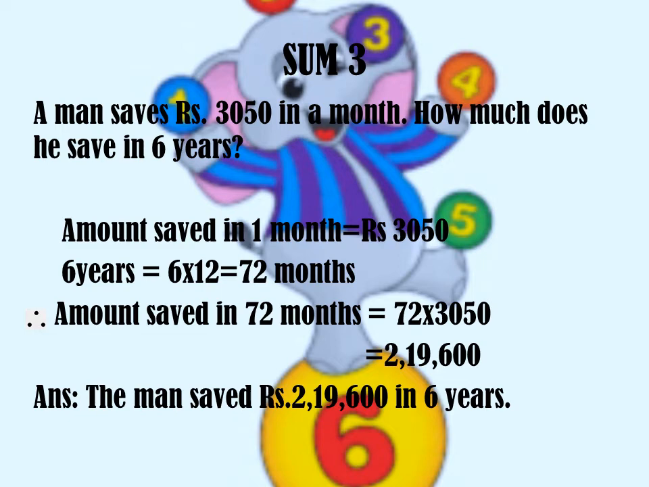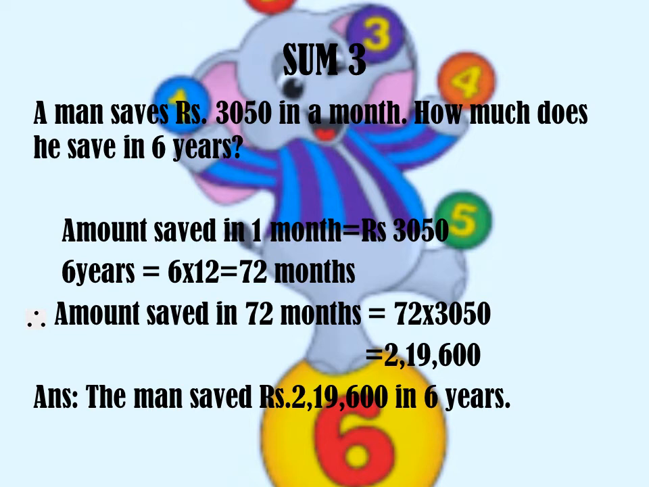Over here, if you look at the solution, the amount of savings is given in months, but we have to calculate it for 6 years. So how do we write down the statement? Amount saved in 1 month equal to rupees 3,050. We have to first convert 6 years into months, since 1 year is equal to 12 months. So 6 into 12, 72 months.